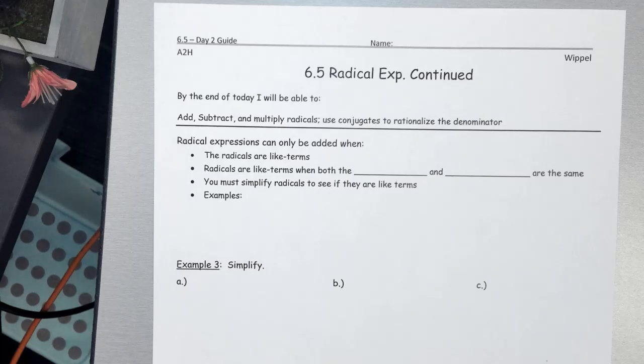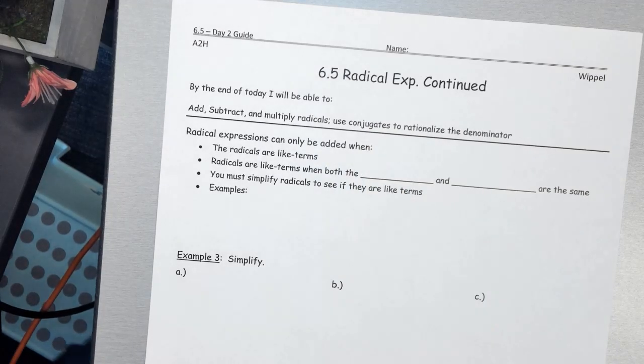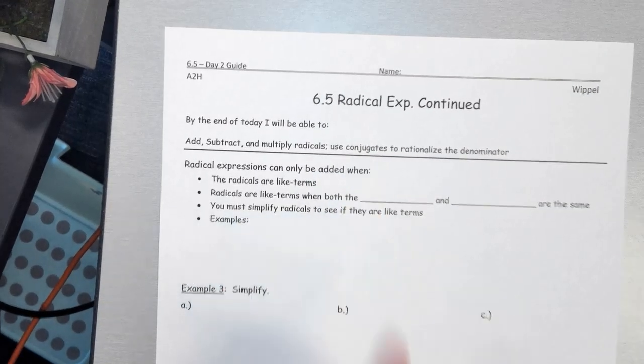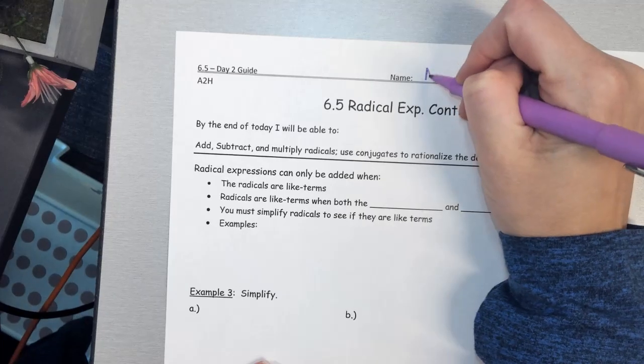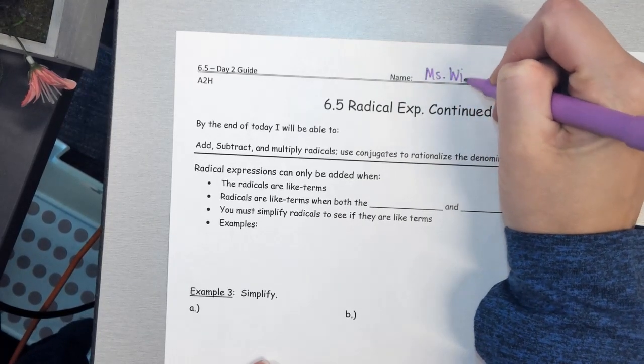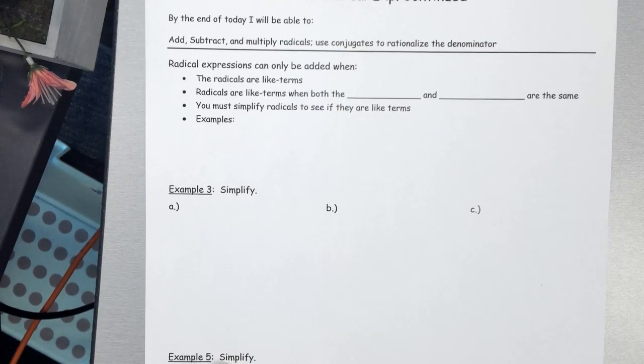So for 6-5 day 2, we are going to add, subtract, and multiply radicals together. And then we're going to use conjugates to rationalize the denominator. Okay, we have talked about conjugates earlier this year, and we're going to talk about how to apply them so that we can simplify radical expressions.